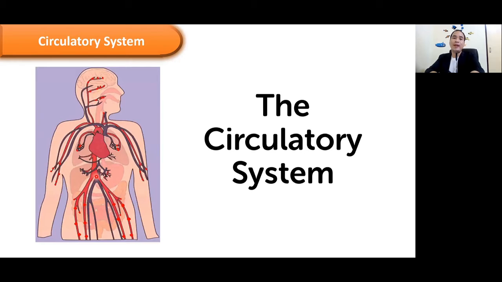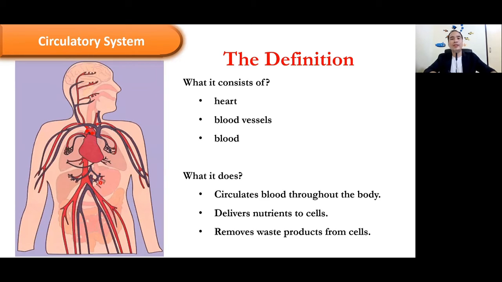So let's begin now with our circulatory system. Okay, the circulatory system basically consists of three parts, namely the heart, blood vessels, and your blood. Okay, so what does your circulatory system do in your body?